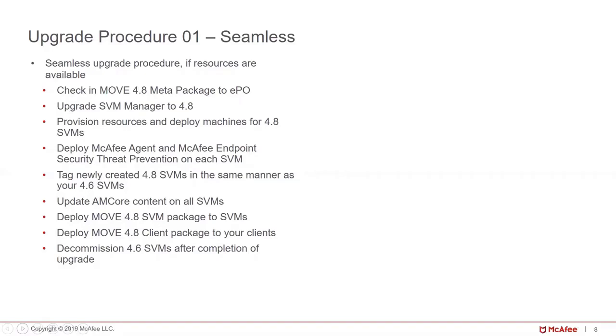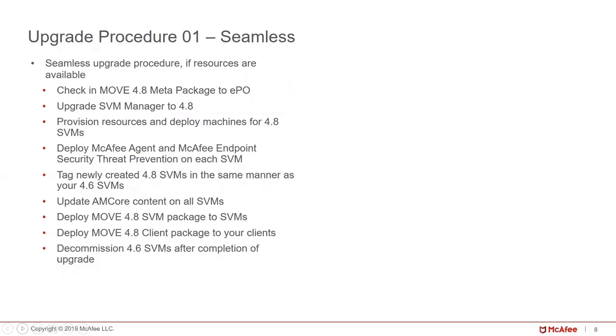And once you've got that taken care of, you're going to want to provision your resources and deploy your 4.8 SVMs. And on these SVMs, you'll deploy the McAfee agent and endpoint security threat prevention. You'll also want to do an update after that to ensure that the AM core content version on those SVMs is good and can actually initialize the engine for the SVM. Once those deployments are taken care of, you want to go ahead and tag those new SVMs in the same manner as your 4.6 SVMs.